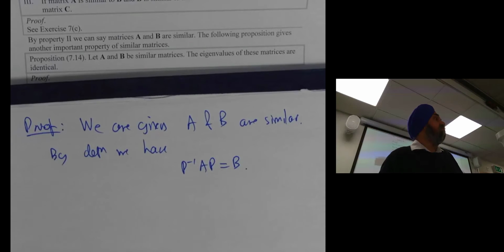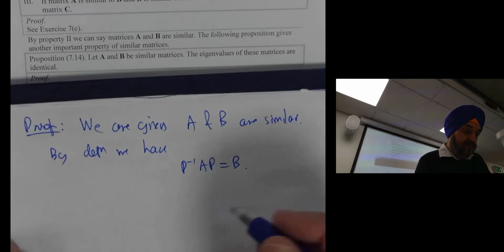Come on, what do you want to show? The proposition says show that if they're similar, they've got the same eigenvalues. How do you find the eigenvalues of a matrix? Come on. Go on, Patrick. Well, you need to put A minus lambda I, and the determinant, yeah?